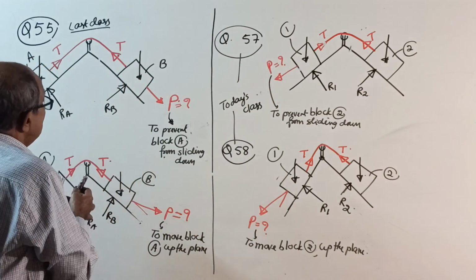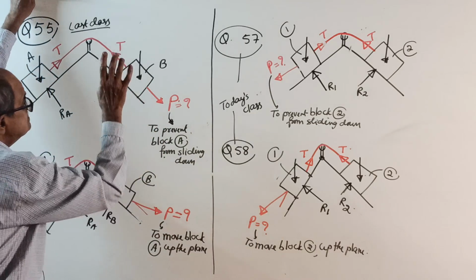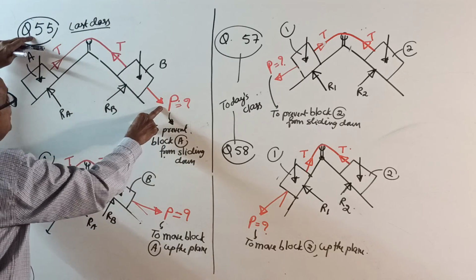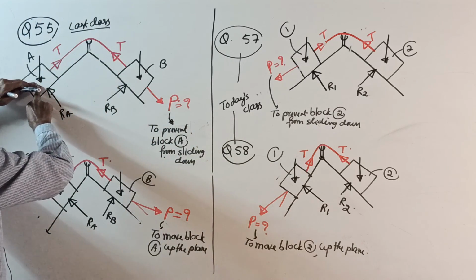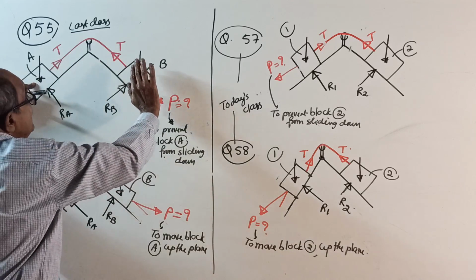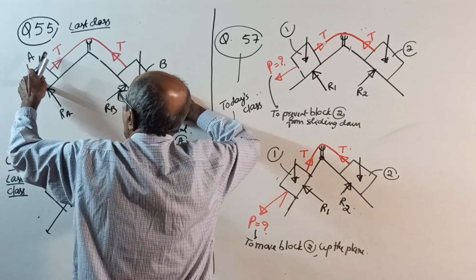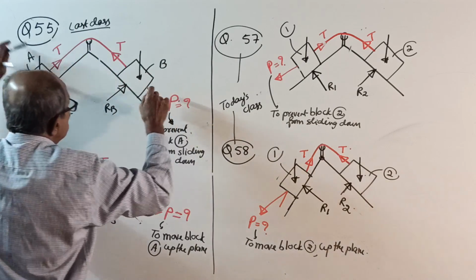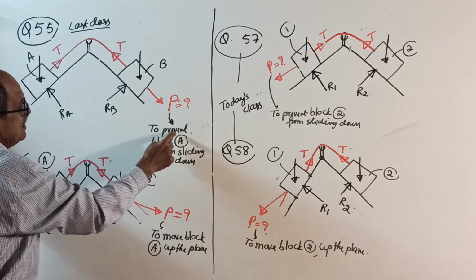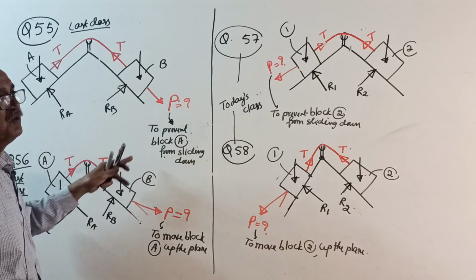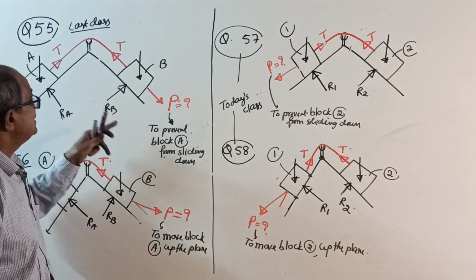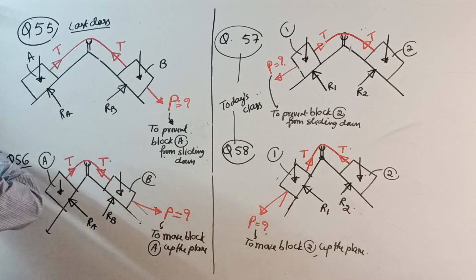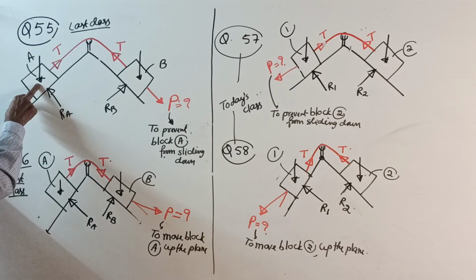Purpose. See correctly, last class, this P applied. Question 55 is to prevent block A from sliding down. That means if this P is not there, block A will slide down. So to prevent it, our question is what? Either to prevent block A from sliding down, or least force required to prevent it from sliding down, or when block A is on the verge of sliding down. So here, block A on the verge of sliding down.